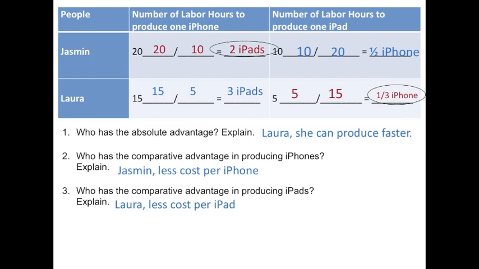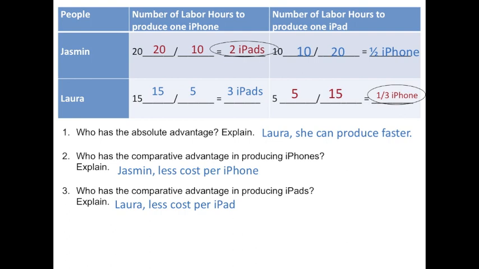Notice this question asks us about absolute advantage. Remember, the absolute advantage says that one country or person can produce more than the other country. Well, in this example, we're talking about hours. So Laura can produce faster than Jasmine in producing both iPhones and iPads.